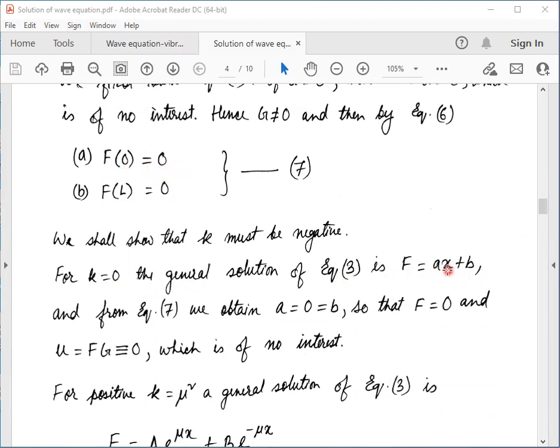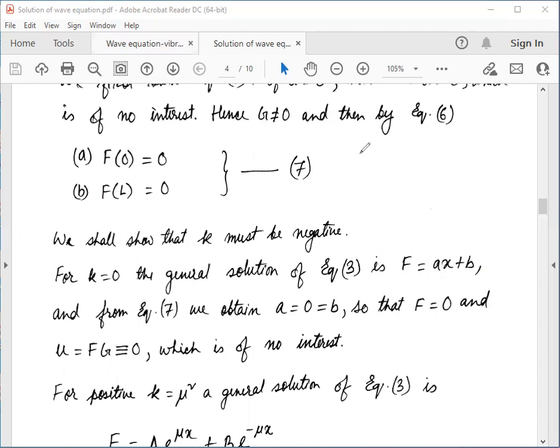When you put x equal to 0, f is 0. So if I use the first boundary condition, when x equal to 0, f is 0, that means b should be equal to 0. Okay, now when I put the second boundary condition, when x is equal to L, f should be 0. So we already know b is 0. Now when I put x equal to L, f should be 0. So let me write it down here to avoid any confusion.